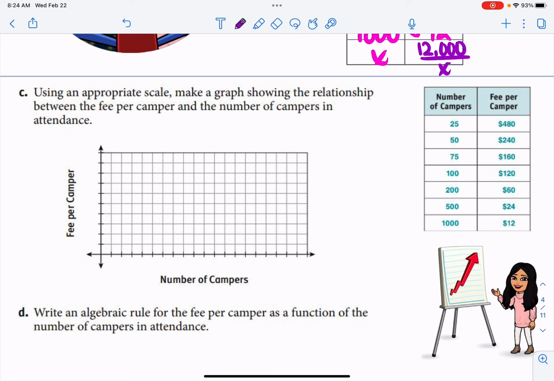Pause this video really quick, and I want you to graph what I just found on the axis and make an appropriate scale for that. Okay, pause the video now.